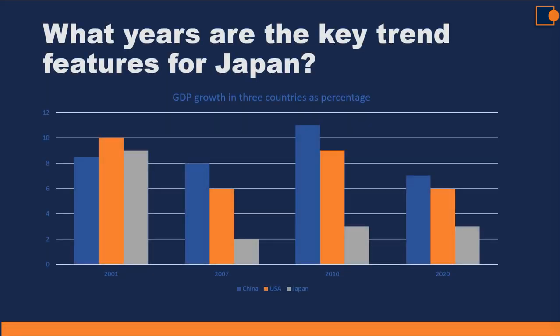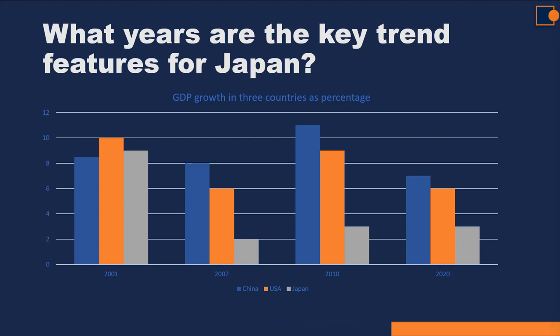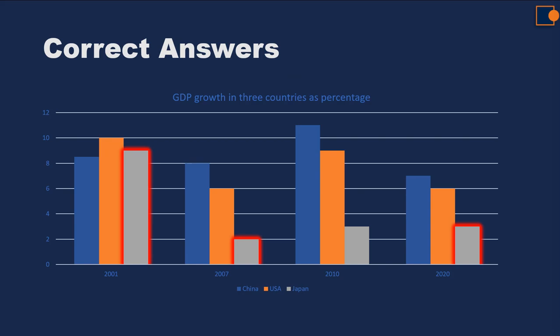Now have a look at this one. What years are the key trend features for Japan now? You should look for Japan only. So that's 2001 again, the beginning point. The turning point is 2007, which is again a significant decline. And finally, 2020, the end period.